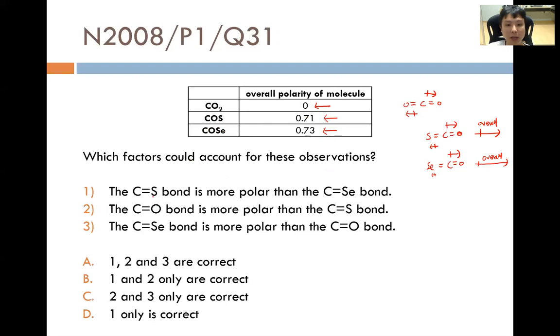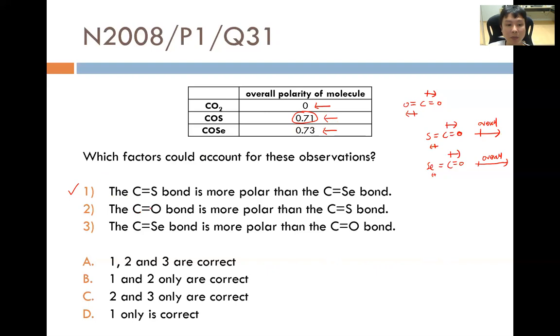The C double bond S is more polar than the C double bond Se bond. This is correct because sulfur is above selenium in the periodic table. Because this vector is actually longer, when you add these two up, you're going to get an overall shorter dipole moment. And that's the reason why this is smaller than that of COSe. So option 1 is true.